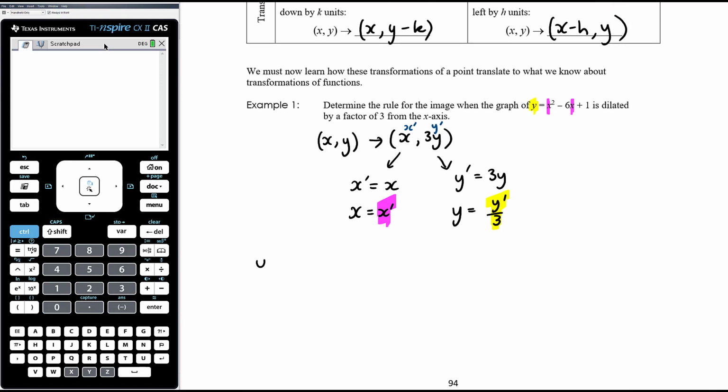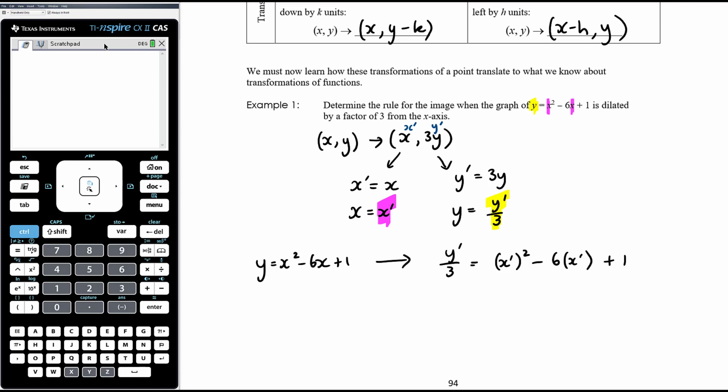Alright, so now we know that y equals x squared minus 6x plus 1 becomes y dash over 3 equals, just put it in brackets because it's a bit messy with the dashes and the squares, (x dash squared minus 6 times x dash plus 1).